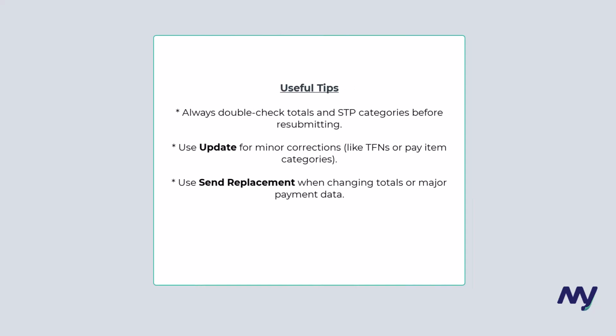Useful tips: always double-check totals and STP categories before resubmitting. Use Update for minor corrections like TFNs or pay item categories. Use Send Replacement when changing totals or major payment data.